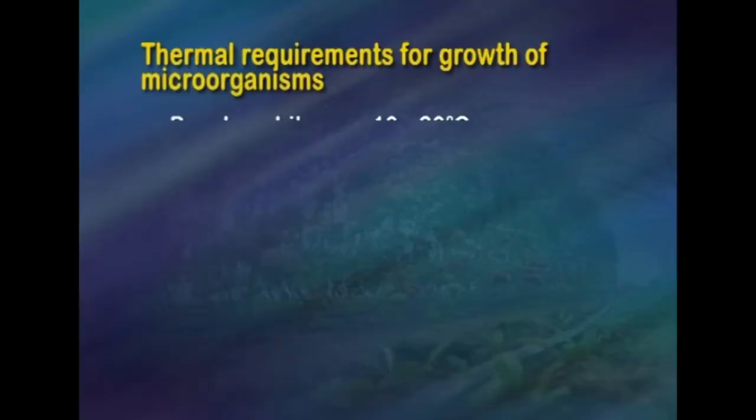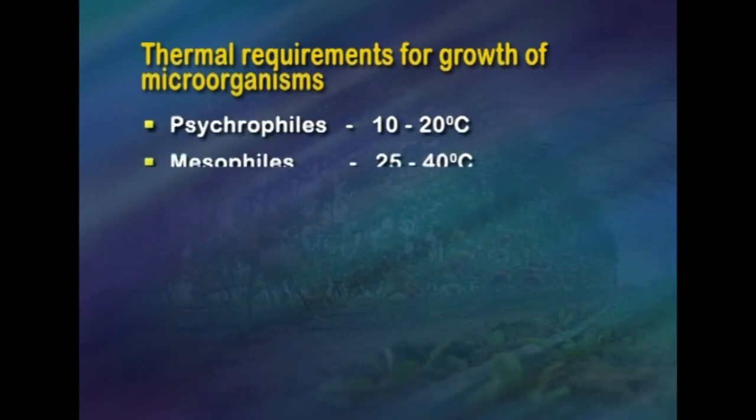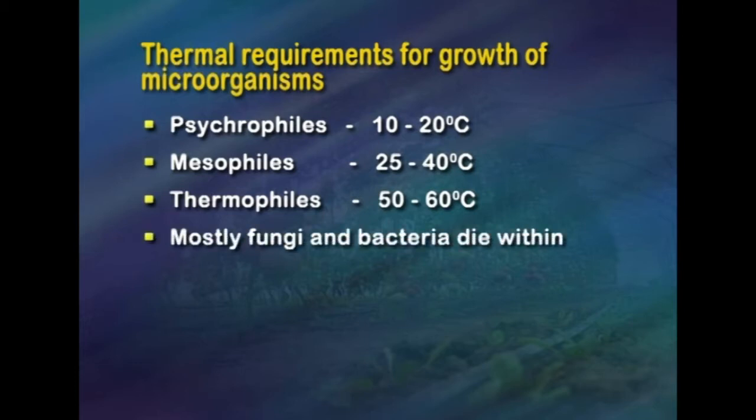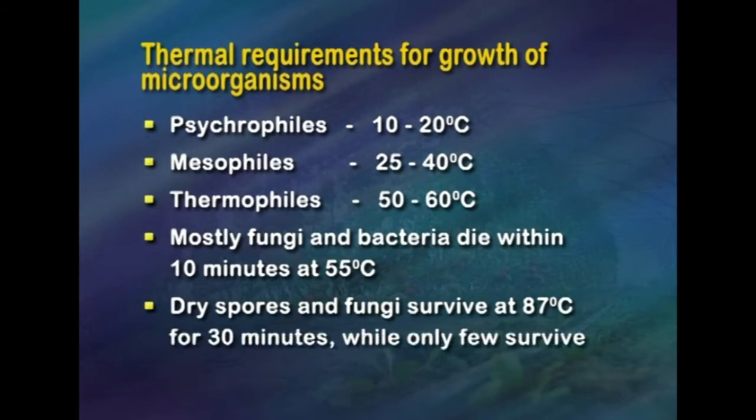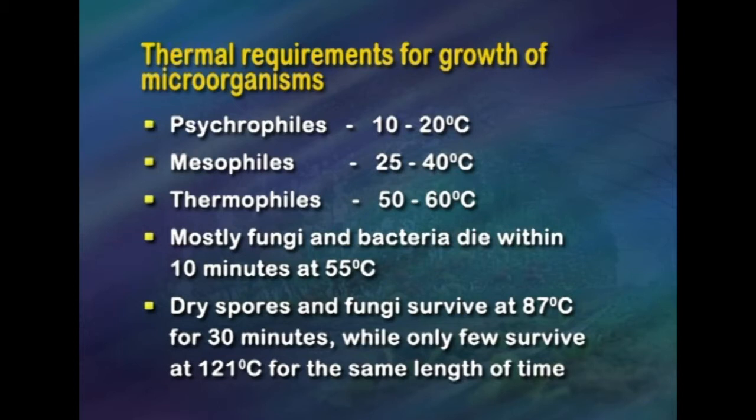whereas for microorganisms thermal requirements differ for growth and care, commonly classified as psychrophiles 10 to 20 degrees Celsius, mesophiles 25 to 40 degrees Celsius, thermophiles 50 to 60 degrees Celsius, and mostly fungi and bacteria die within 10 minutes at 55 degrees Celsius. Dry spores of fungi survive at 87 degrees Celsius for 30 minutes, while only a few survive at 121 degrees Celsius for the same length of time. Under Indian conditions, some of the mites develop faster at a temperature between 18 to 22 degrees Celsius.